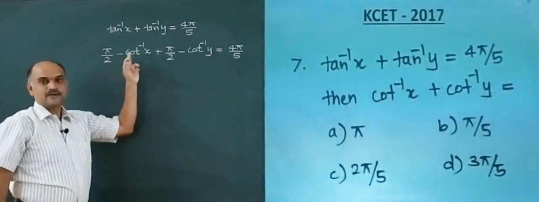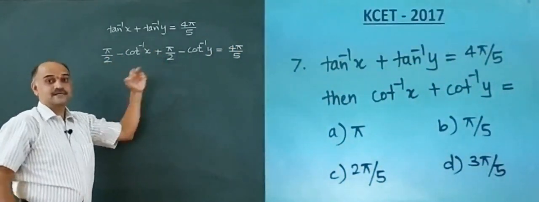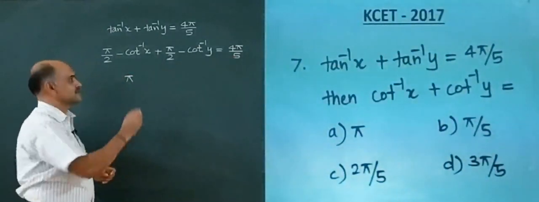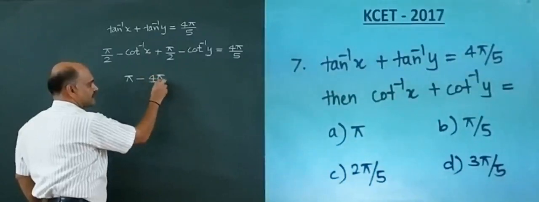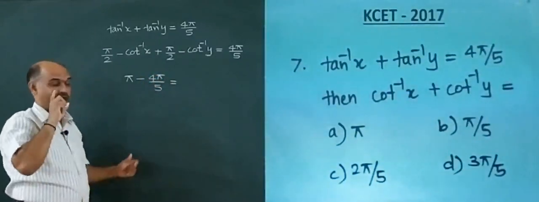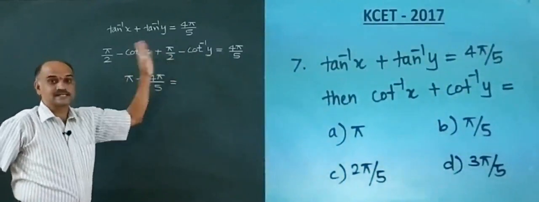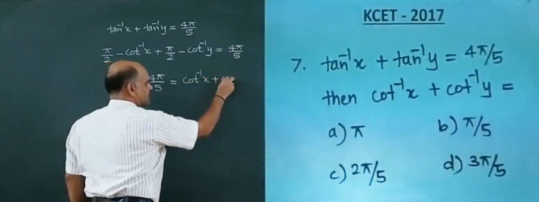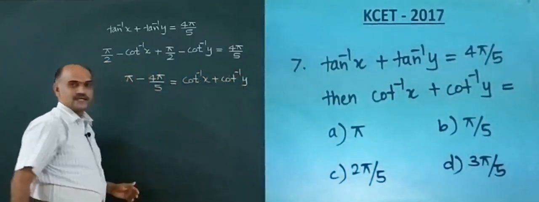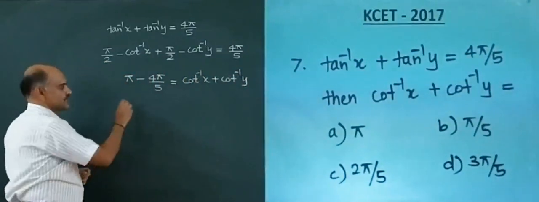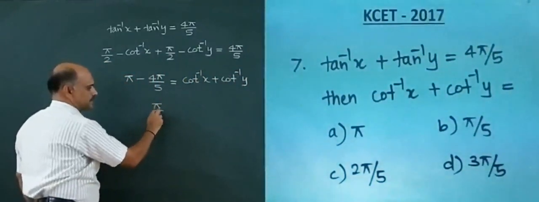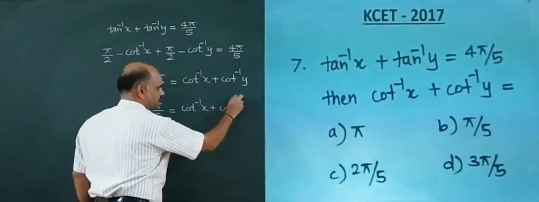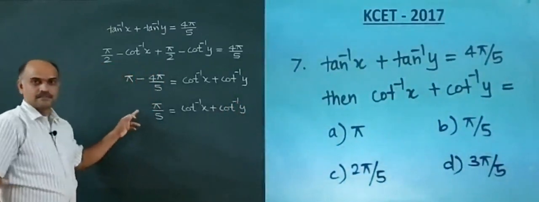Now, pi by 2 plus pi by 2, 90 plus 90 is 180, 180 is pi. I will take this to the LHS, minus 4 pi by 5 is equal to, I will take these two terms to the RHS, means it becomes plus cot inverse x plus cot inverse y. So now you take LCM over here, so you will have 5 minus 4, you will get pi by 5 is cot inverse x plus cot inverse y. So our answer is B.